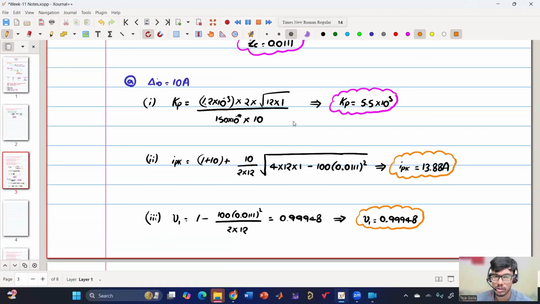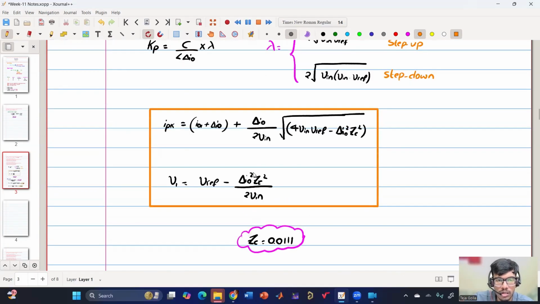Yes, sir. Sir, one doubt. In the previous week also we studied something like time optimal control. There we used another formula for I peak current, delta I0 into root of D. So how can we distinguish which one to use? Because here also we are using the same terminology, optimal recovery.